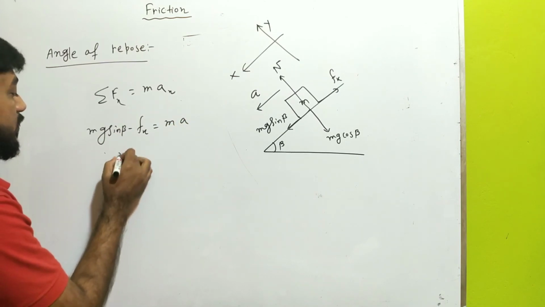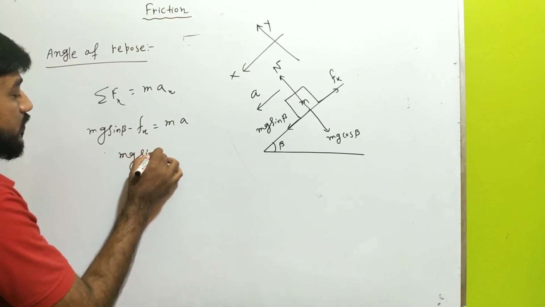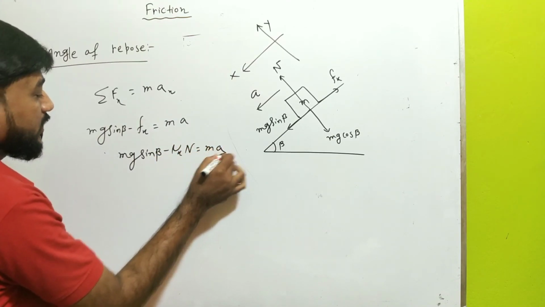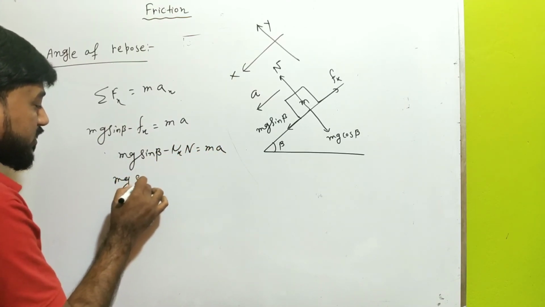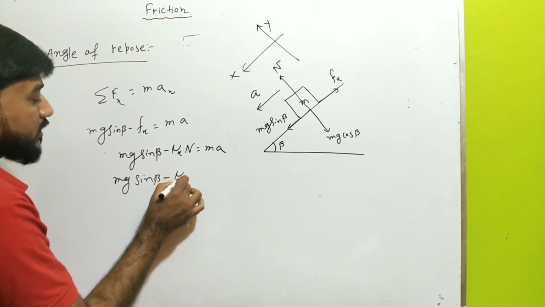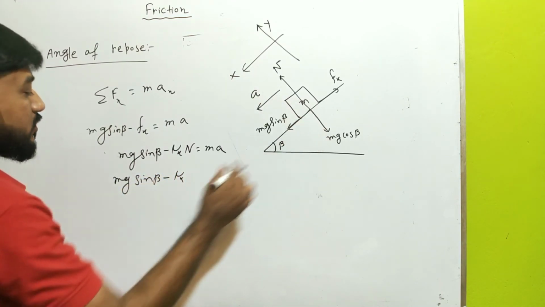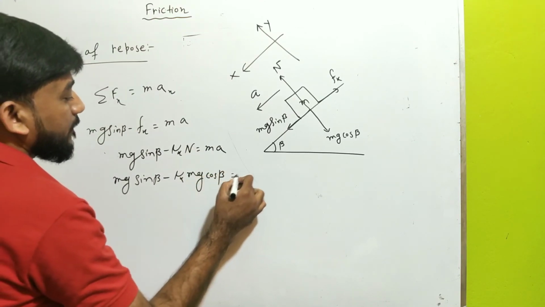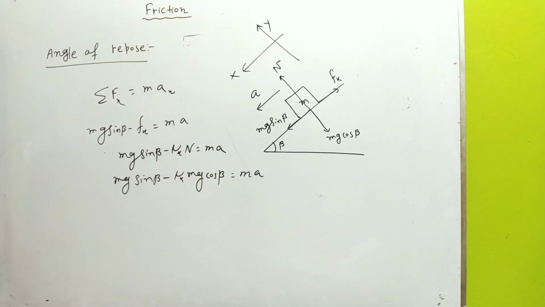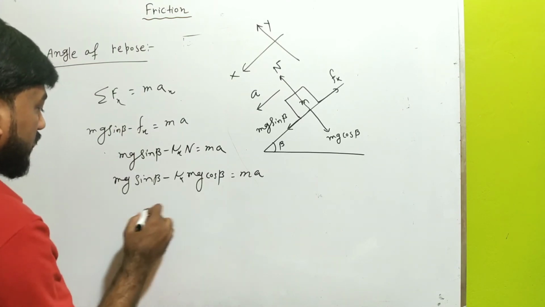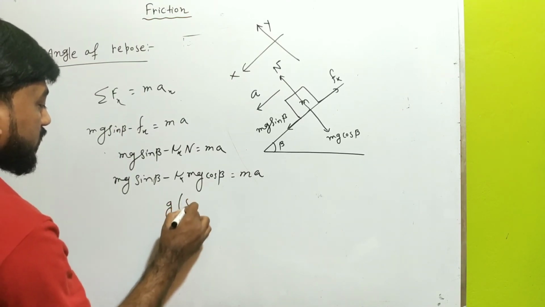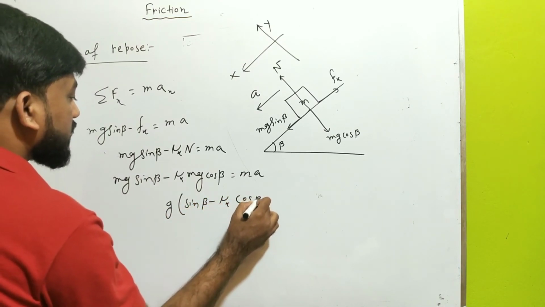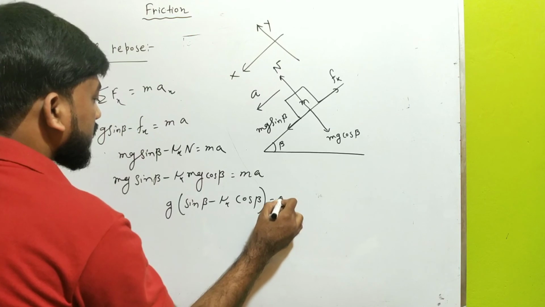So fk is again mu k into N. So mg sin beta minus mu k N is equal to ma. And what will be N? N will be mg cos beta. So mg sin beta minus mu k mg cos beta is equal to ma. The m will be cancelled out. So g common, into sin beta minus mu k cos beta, is equal to a, the acceleration.